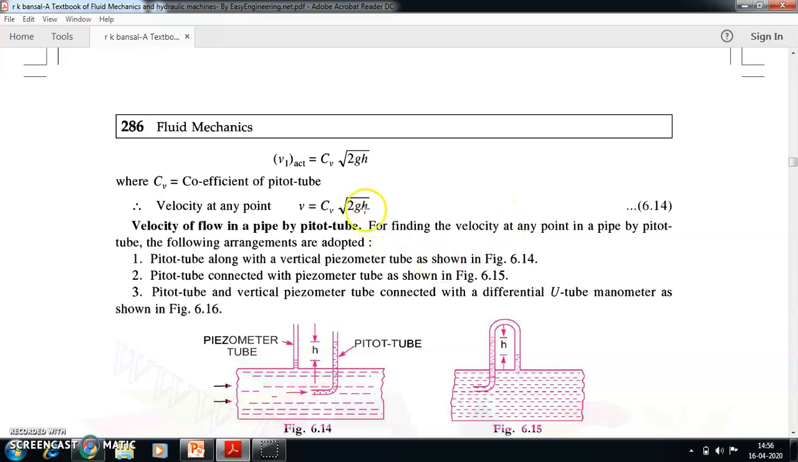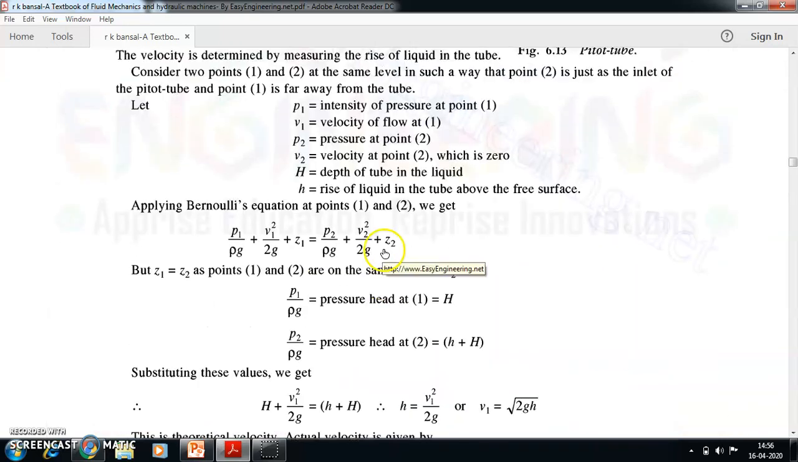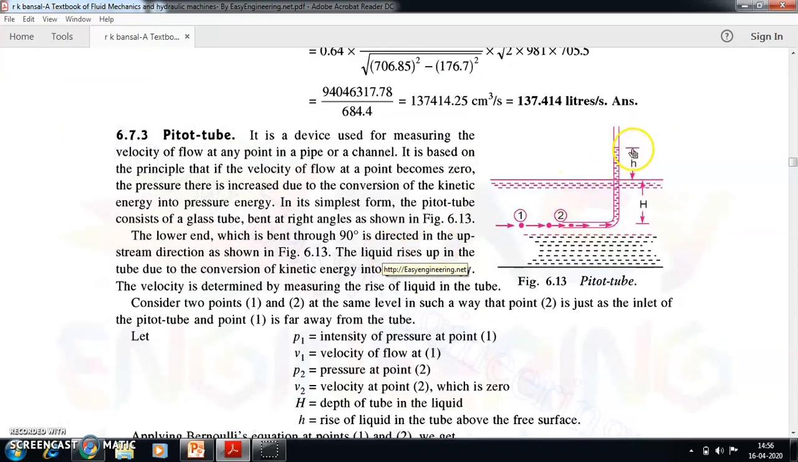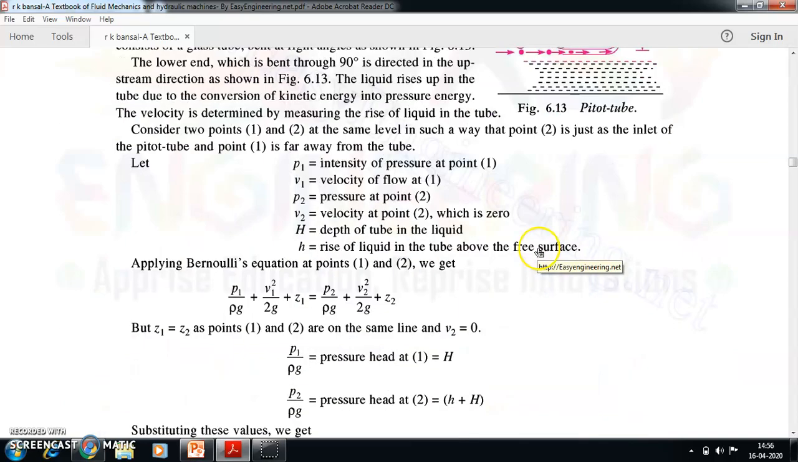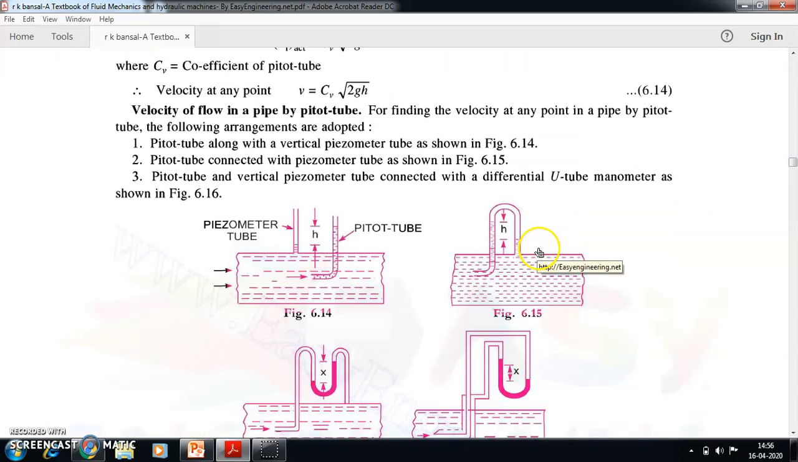And h is the value. What is h actually? Small h is the height of the rise of the fluid above the pipe free surface. So that was actually done in the previous class.